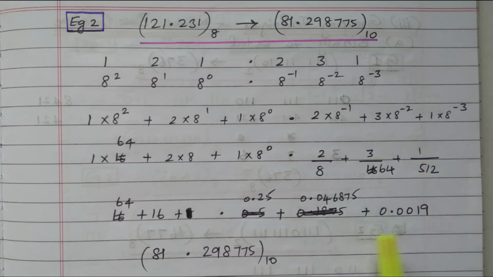Now we need to add these values alone and these values alone separately. After the decimal point, these values are added separately. So 64 plus 16 plus 1 is 81. Then 0.25 plus 0.046875 plus 0.0019. While adding these three, what did we get? 0.298775. So this is nothing but the decimal equivalent of the given octal number, right? 81.298775. So in this video, we discussed two examples for converting octal to decimal number.